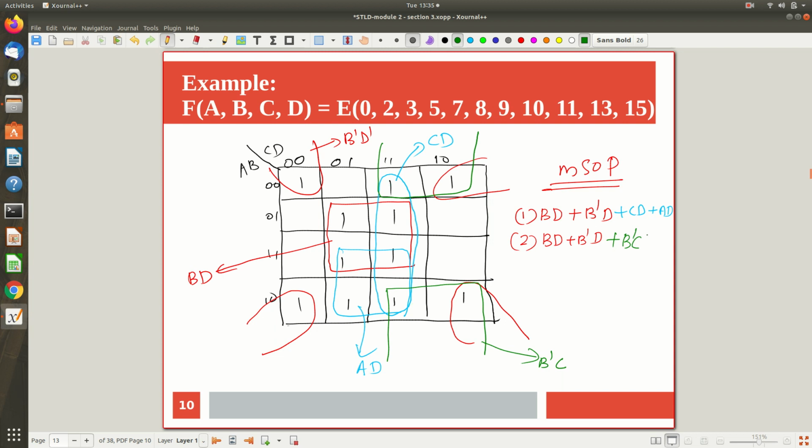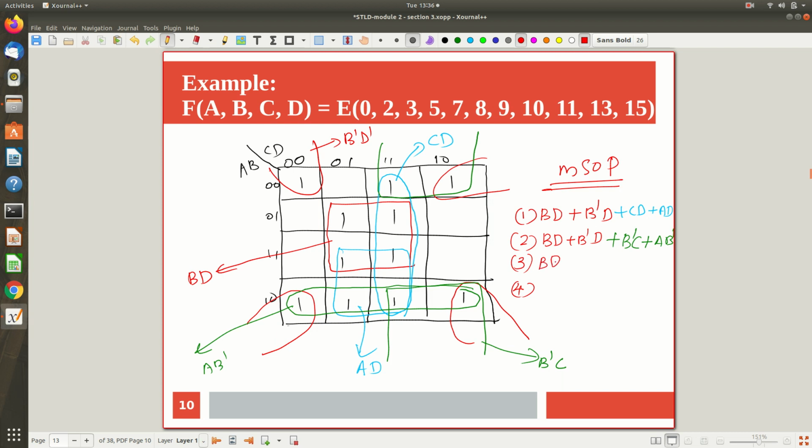Fine. Now for the last term, you have one more possibility, that is this one. Let me take that. This is another possibility. What is this? This corresponds to, I think, A B dash. So instead of this AD, I am taking A B dash. Now tell me, at this point I can think of two more minimum sum of product expressions.